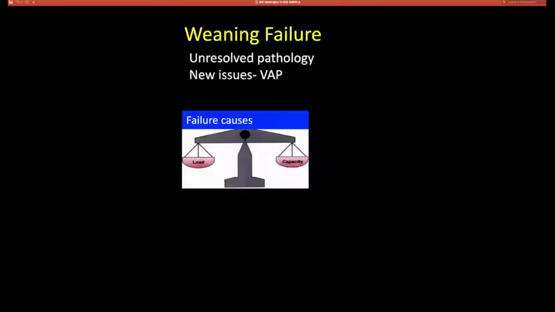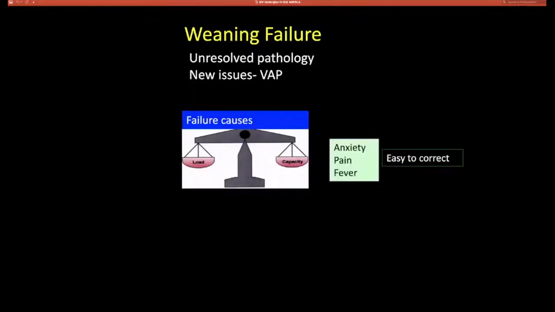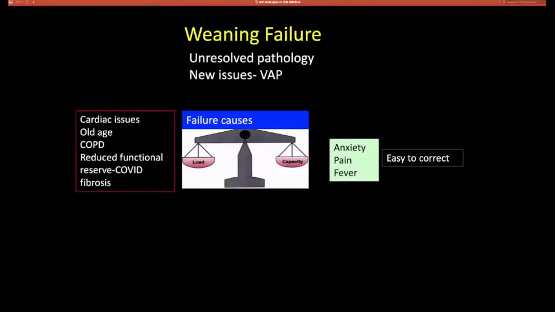So weaning failure, always think there is an unresolved pathology and new issues like a ventilator-associated pneumonia. So the load and capacity are not matching. The commonest things are anxiety, pain, and fever. These are easy to correct. Some difficult situations will always be there. In any weaning failure, you should always look at your heart. That's the commonest reason for weaning failure, because weaning is a cardiac stress test.